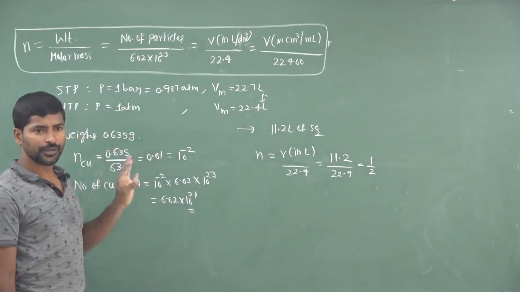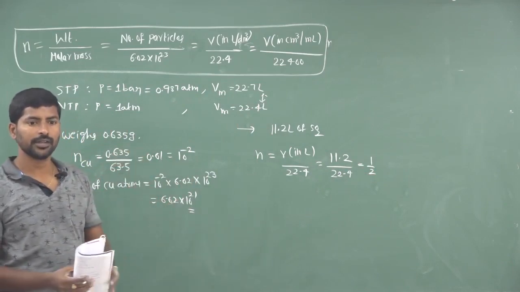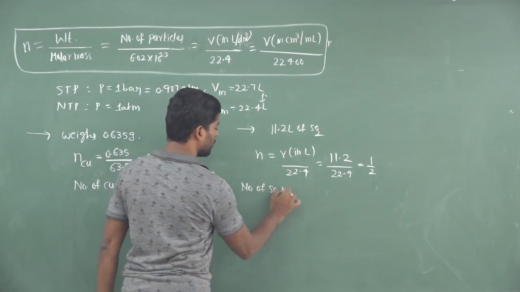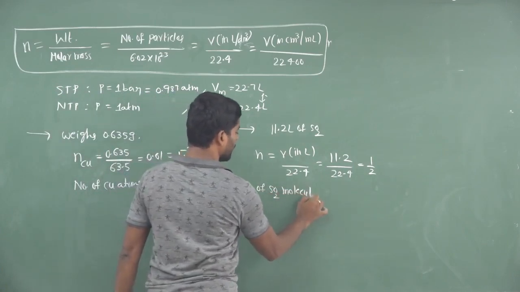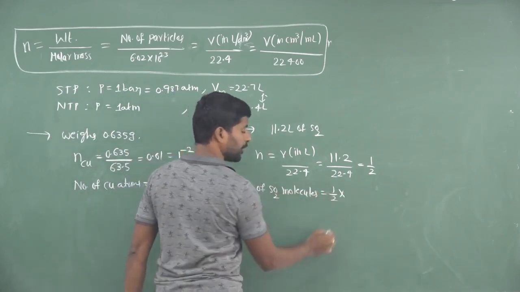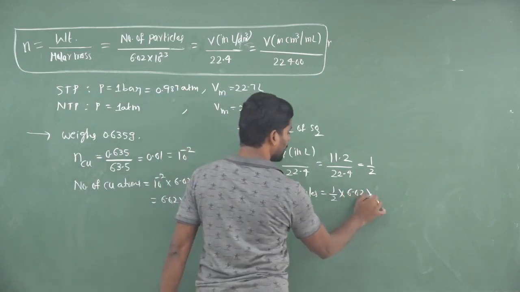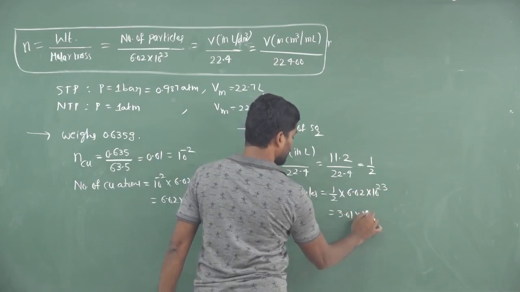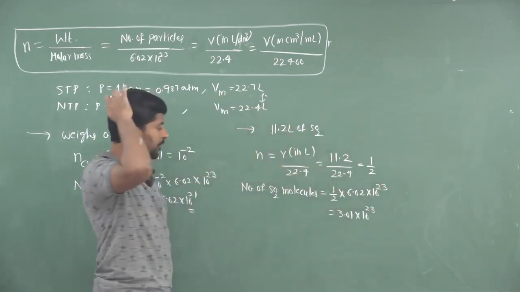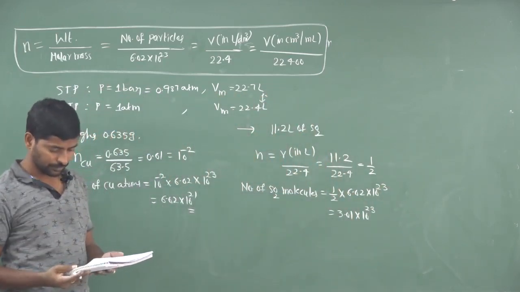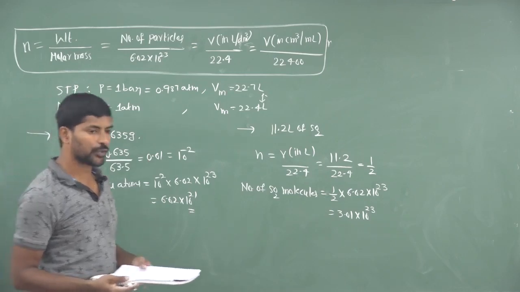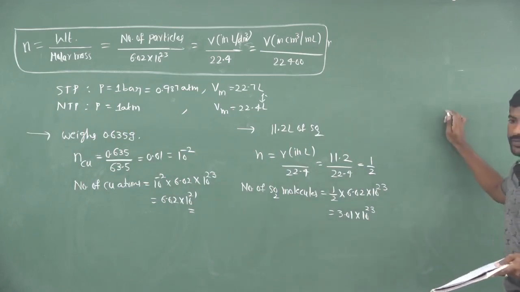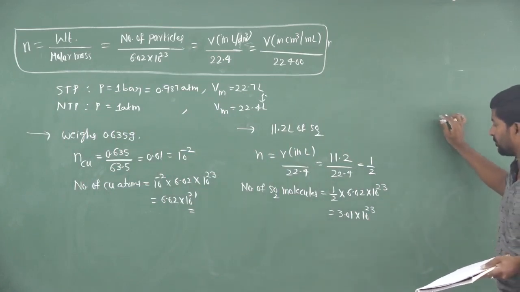But the question is number of moles or number of molecules? Number of molecules. So number of SO2 molecules is 1 by 2 into 6.02 into 10 power 23. That is 3.01 into 10 power 23. That is the number of SO2 molecules present in 11.2 liters of SO2 gas. Okay.